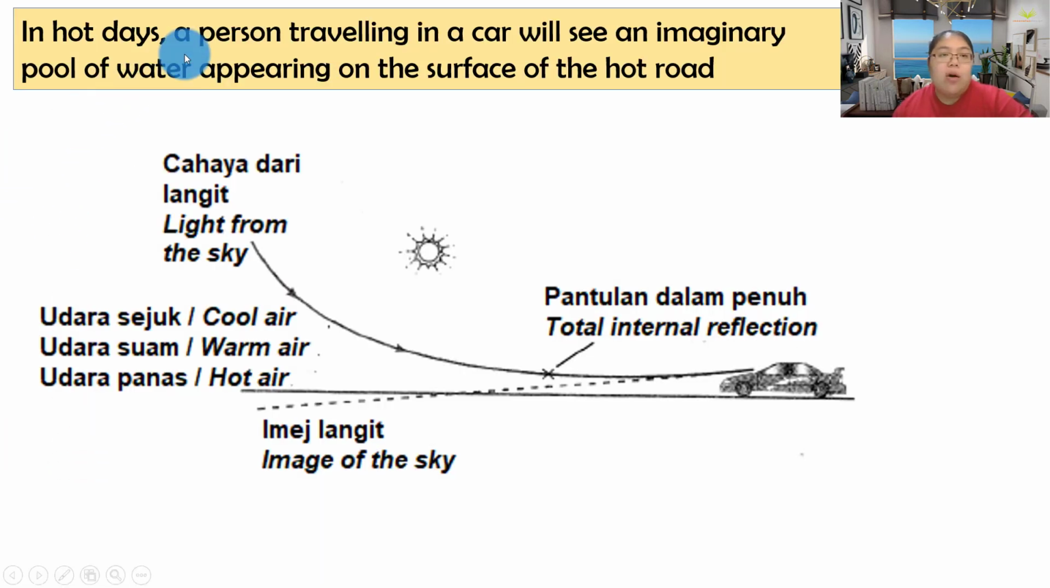In a hot day, a person traveling in a car will see the imaginary image of the pool of water appearing on the surface of the hot road. Okay, now we explain one by one.